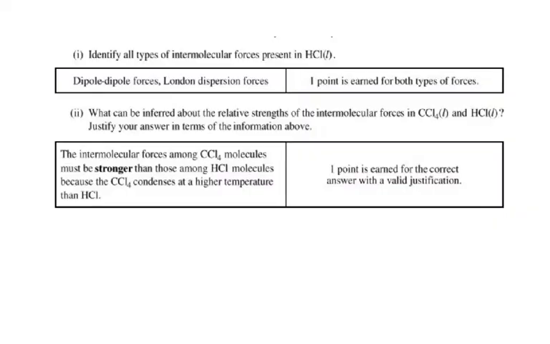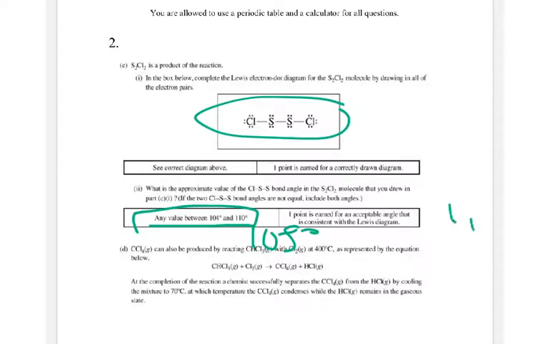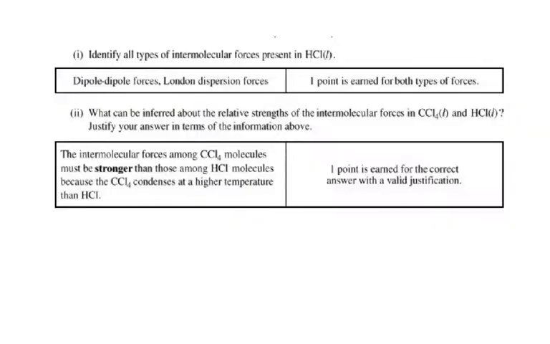And now let's read the explanations that College Board gives. College Board drew the Lewis dot diagram, and that's cool. It looks the same as what we drew. And they let us have a bond angle of between 104 and 111. We wrote 105, so we are A-okay. Now, what about D? The answers here are as follows. There are dipole-dipole forces and London dispersion forces in HCl, so we got that.